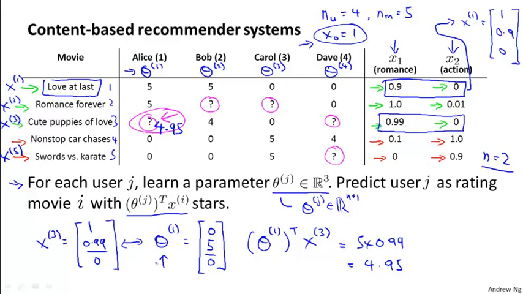So all we're doing here is we're applying a different copy of essentially linear regression for each user, and we're saying that what Alice does is Alice has some parameter vector theta 1 that we use to predict her ratings as a function of how romantic and how action-packed the movie is, and Bob and Carol and Dave, each of them have a different linear function of the degree of romance and the degree of action in a movie, and that's how we're going to predict their star ratings.